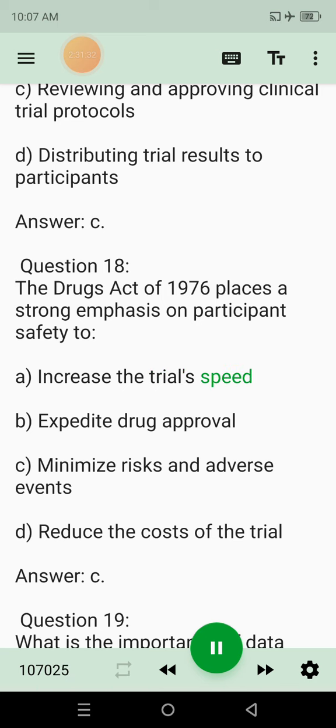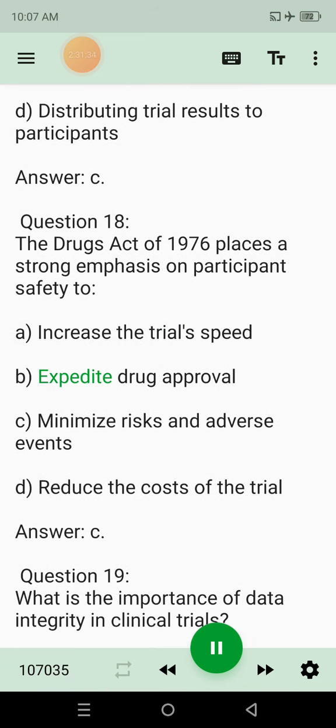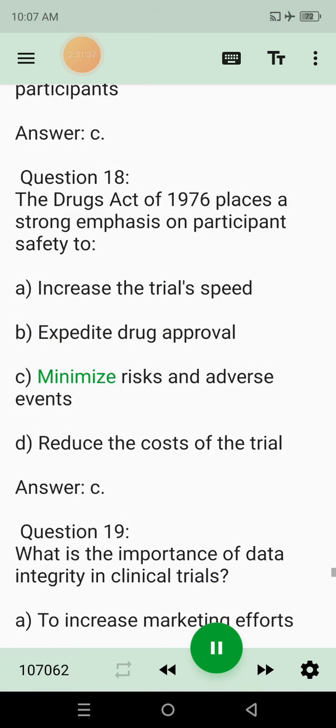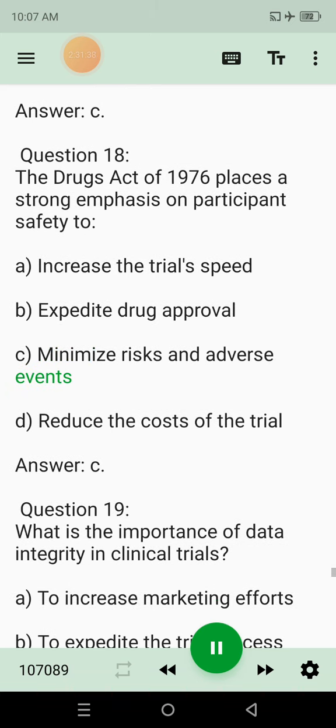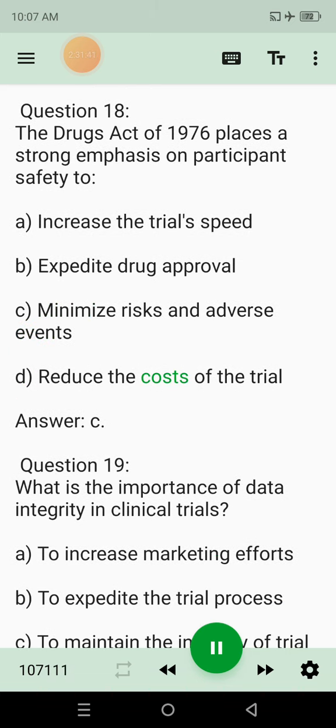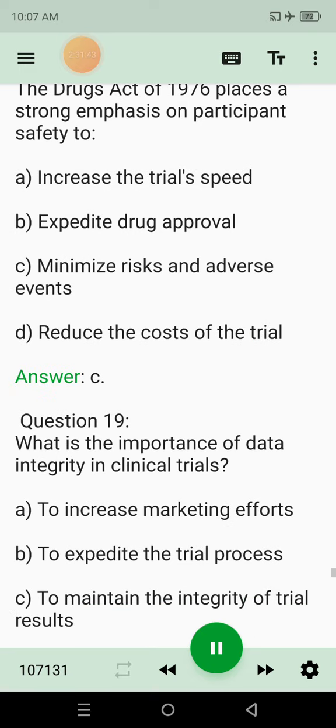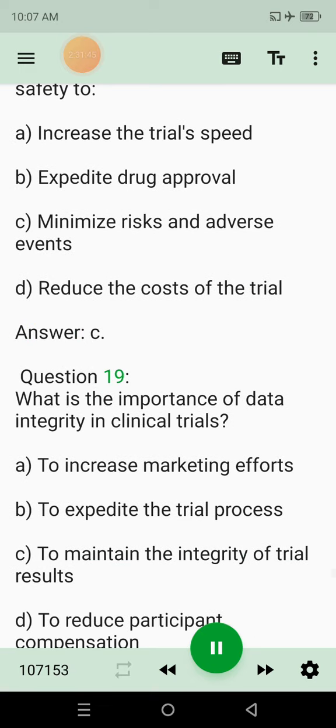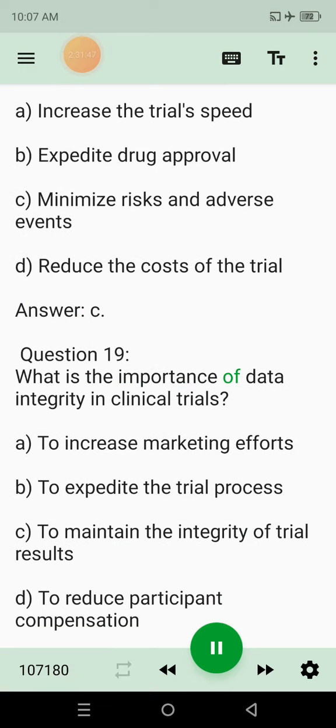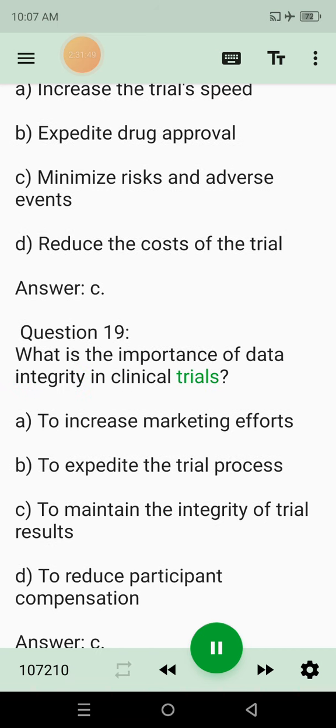Question 18. The Drugs Act of 1976 places a strong emphasis on participant safety to: A. Increase the trial speed. B. Expedite drug approval. C. Minimize risks and adverse events. D. Reduce the costs of the trial. Answer: C.